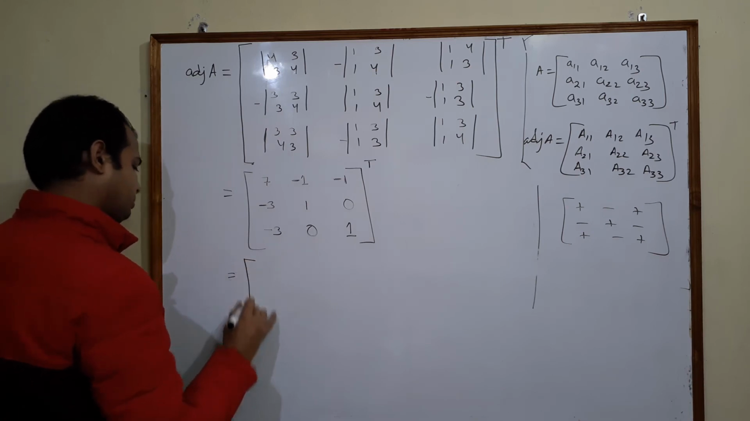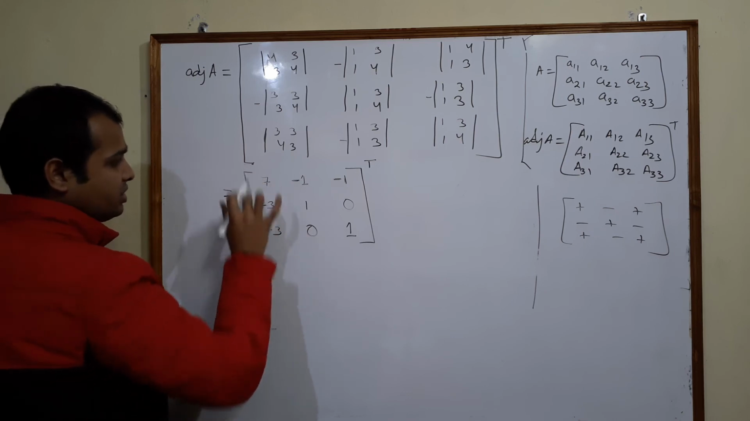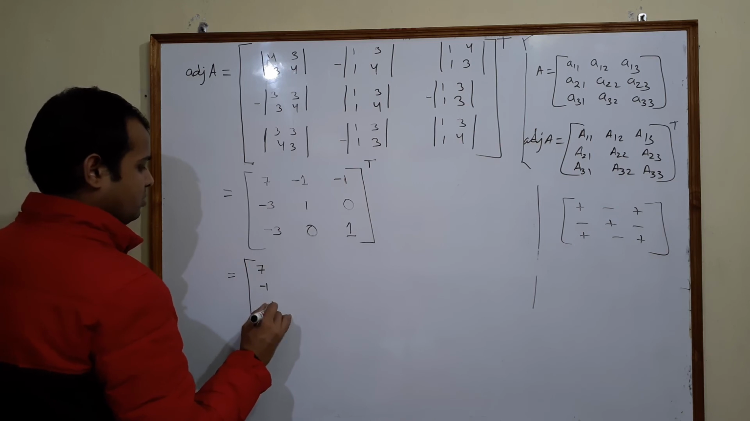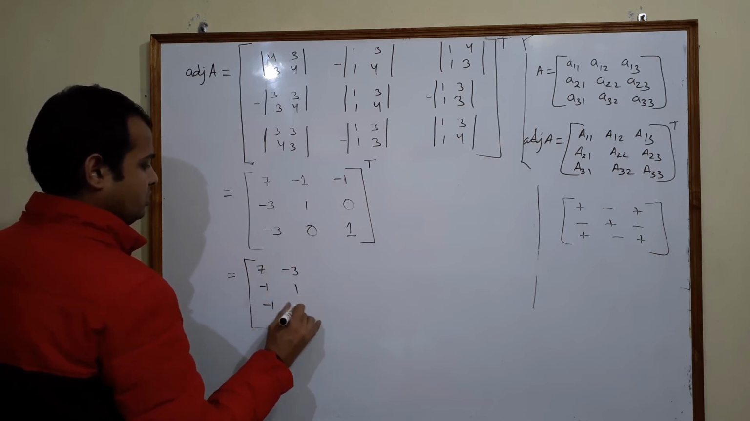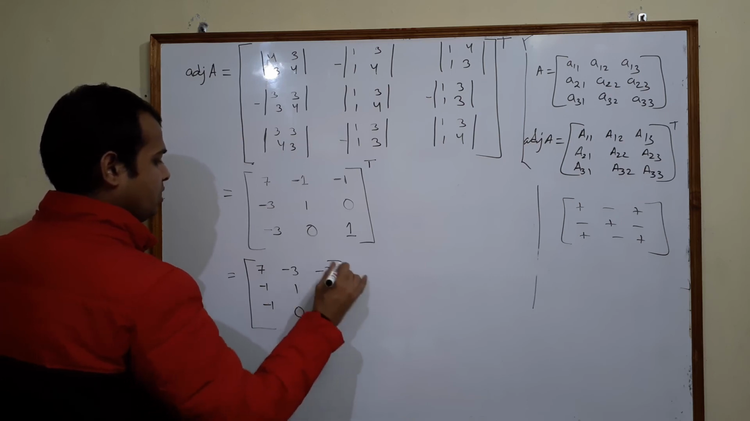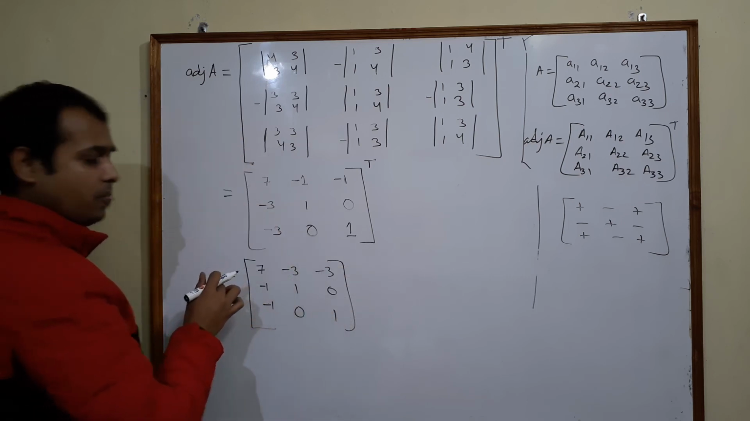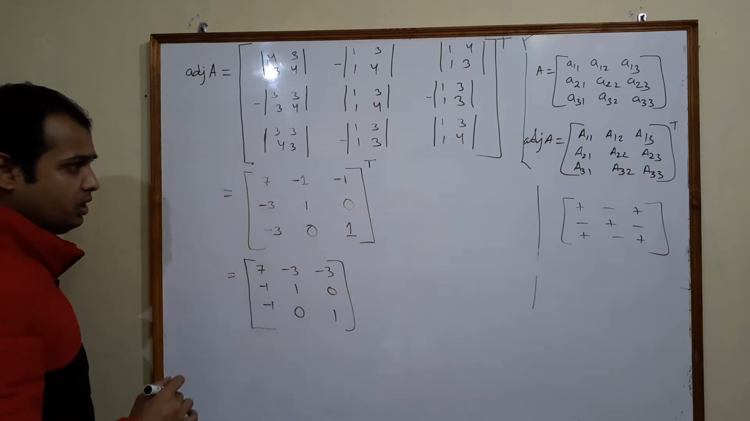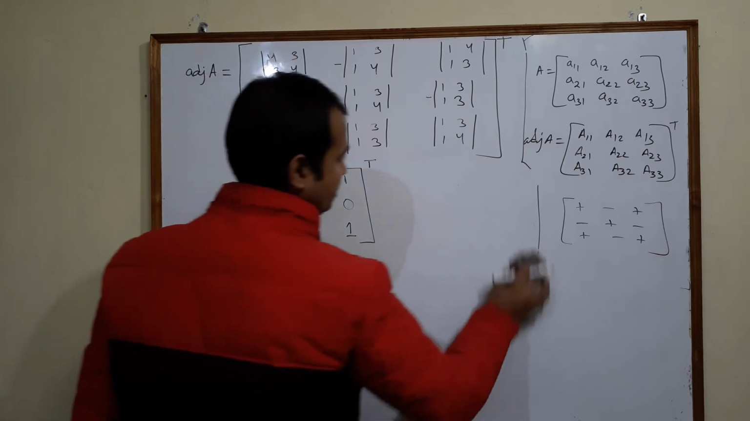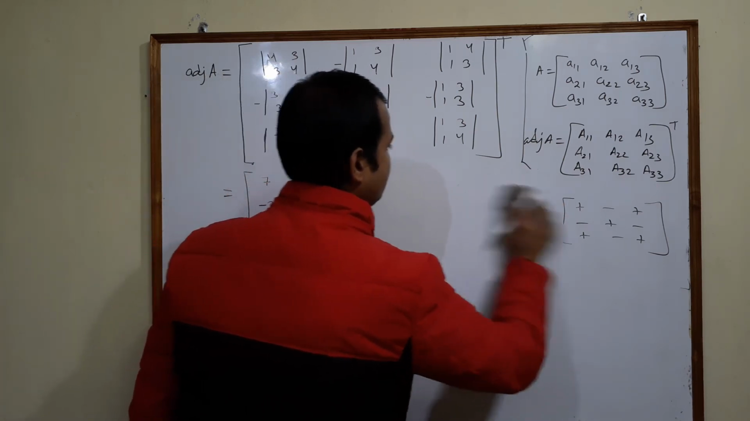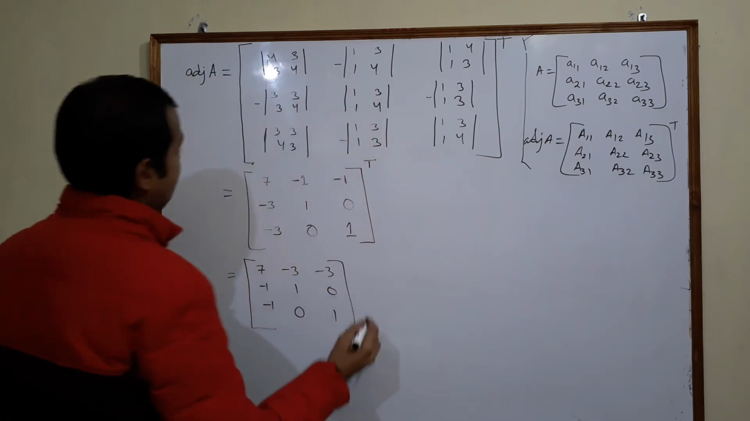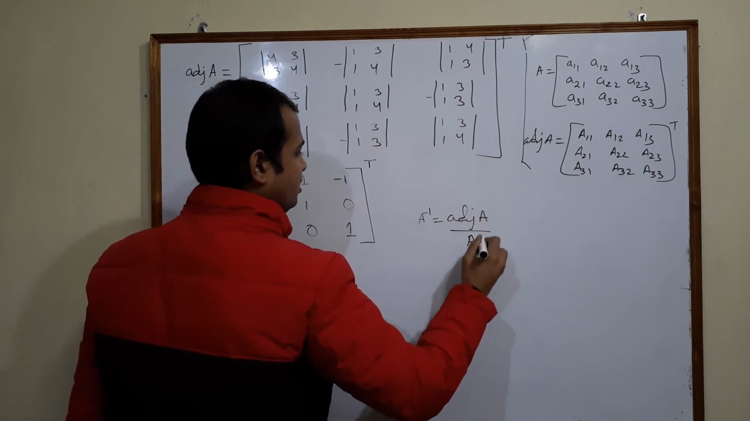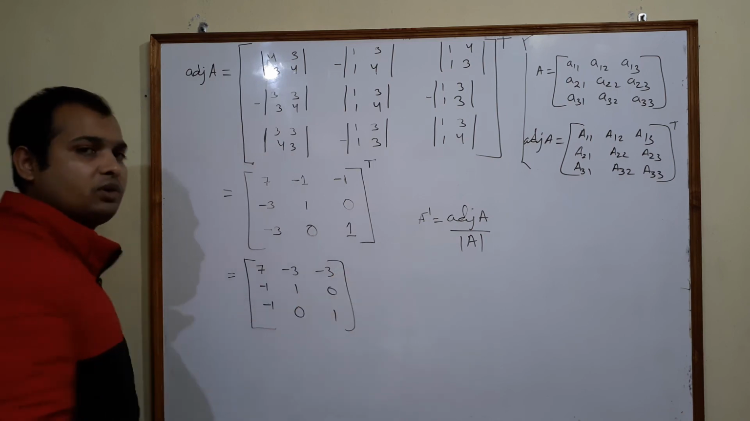Now transpose of this matrix means interchange the rows and columns. So 7 minus 1 minus 1, minus 3 1 0, minus 3 0 1. Here the first column becomes the first row, and so on. So you have got the adjoint. Now let us find the inverse. The inverse is given as this.